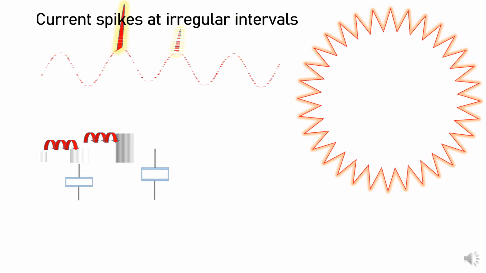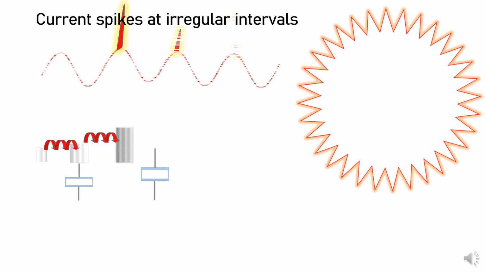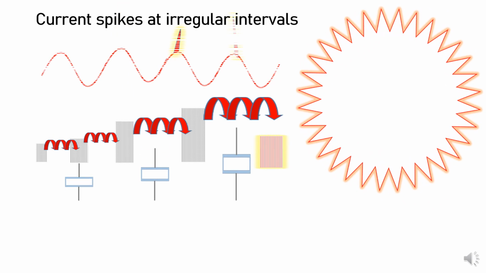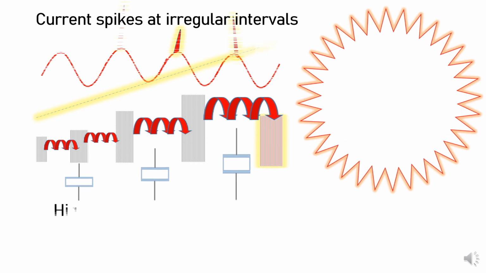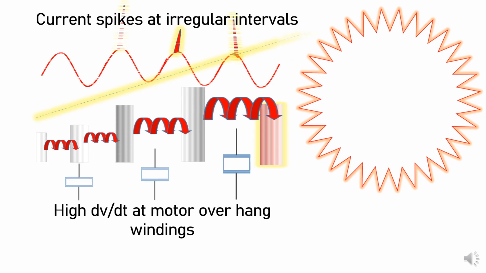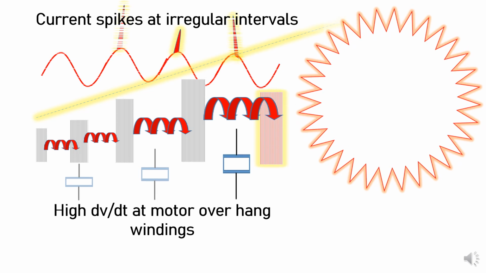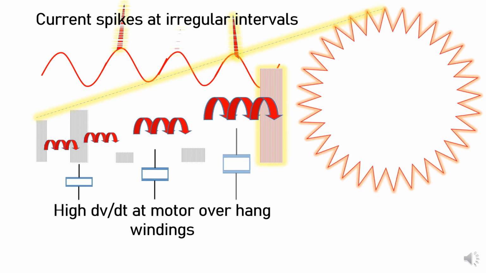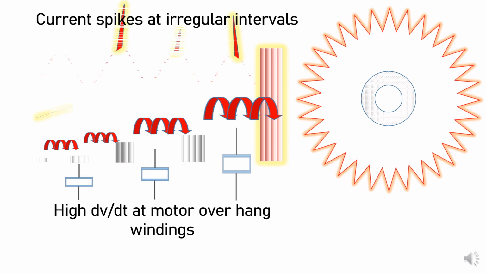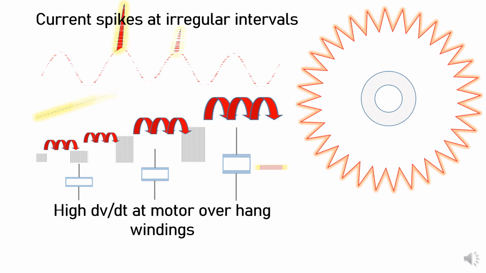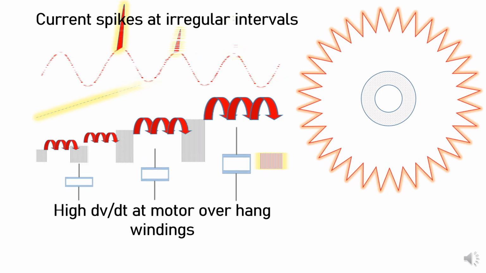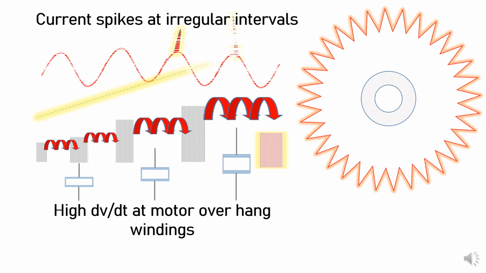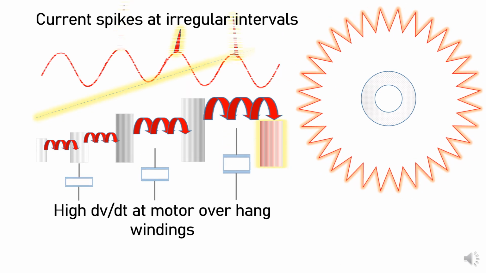At the same time, with the cable charge and discharge with the inductance, you can see the voltage ringing effect will be large. The receiving end voltage will be in terms of kV. With a high dV/dt, the motor overhang windings may be damaged. So by keeping the switching frequency higher, the capacitive current will increase, and current spikes at irregular intervals will be observed.